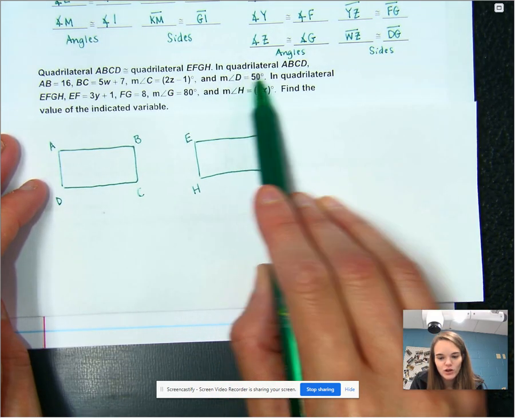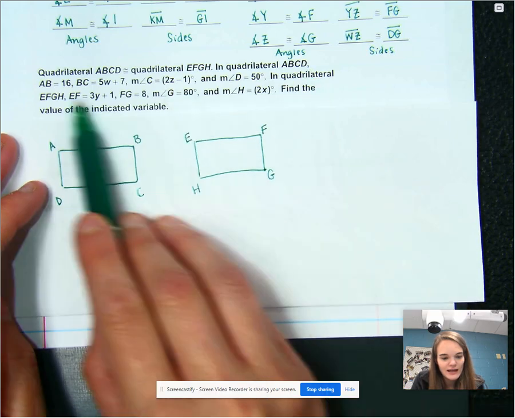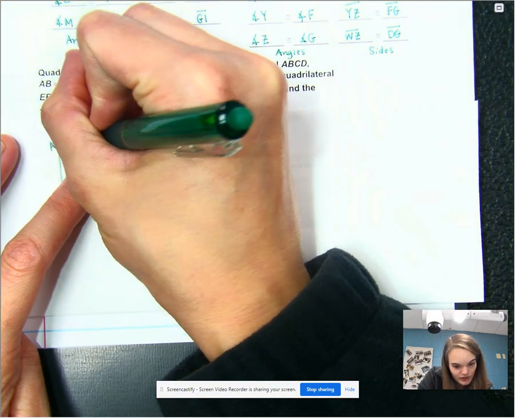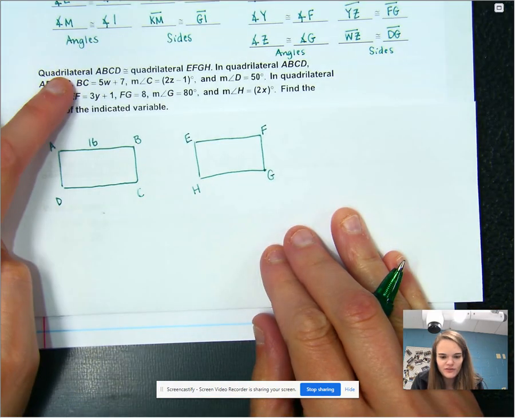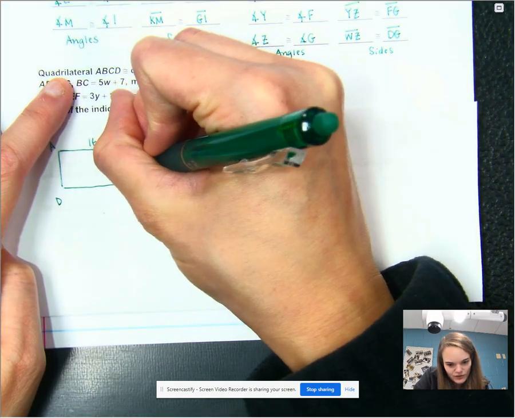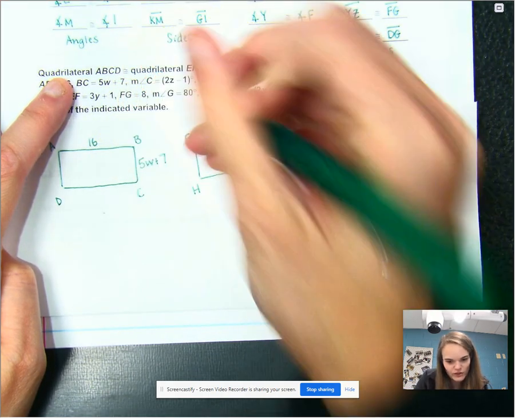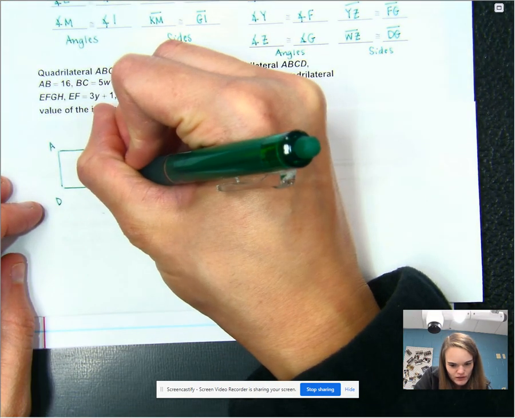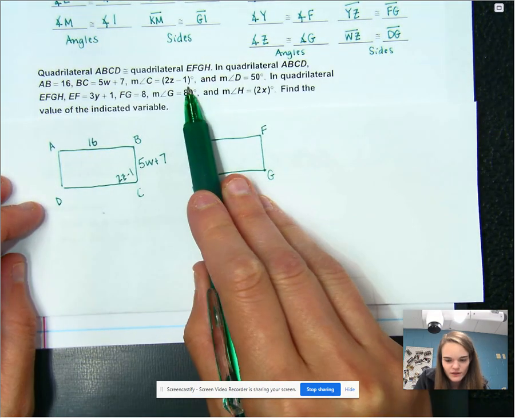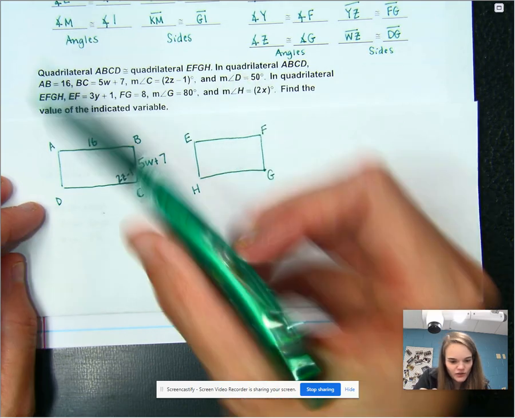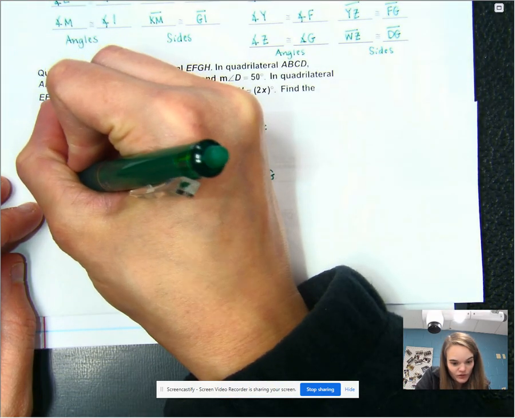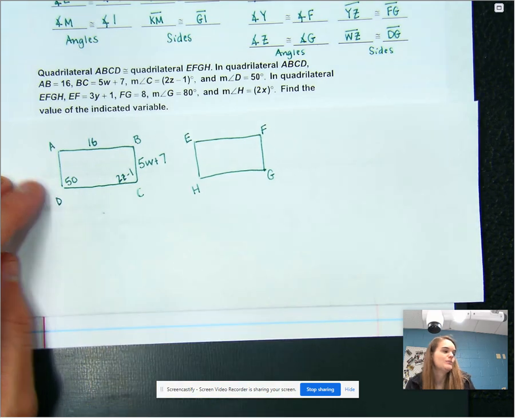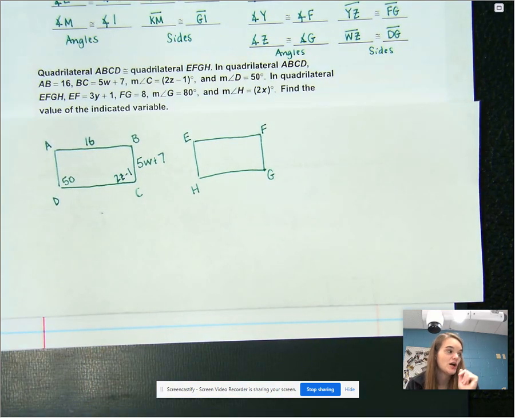In quadrilateral ABCD, AB right here is 16. BC is 5W plus 7. Angle C is 2Z minus 1. Angle D is 50, so it's definitely not a rectangle because that's 50 degrees. It sure doesn't look like it, but nothing's drawn to scale in geometry.